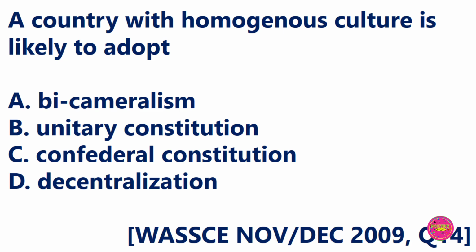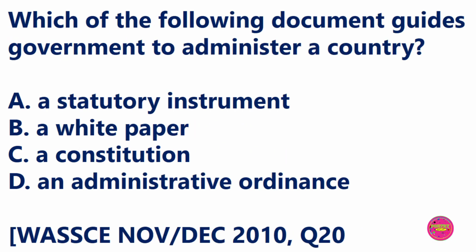A country with homogeneous culture is likely to adopt A. Bicameralism, B. Unitary constitution, C. Confederal constitution, D. Decentralization. The correct answer to this question is B. Unitary constitution.